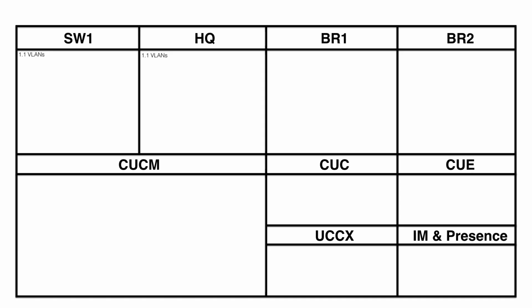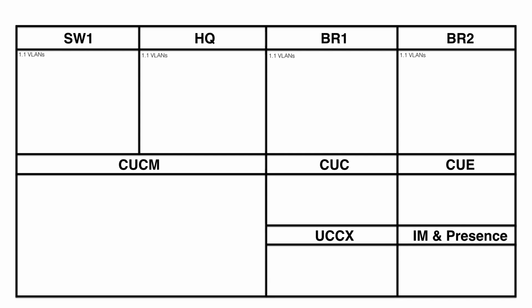Now, routers BR1 and BR2, they have ether switch modules that are built into them, and they'll need to be configured with appropriate VLANs as well. So I jot down 1.1 VLANs for all of my routers and my switch. Task 1.2 deals with IP address assignment using DHCP.